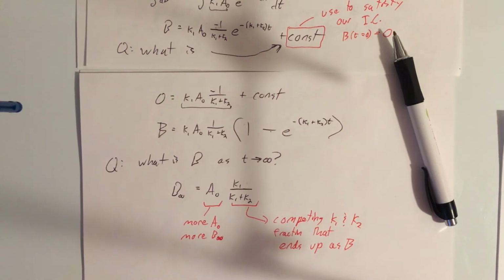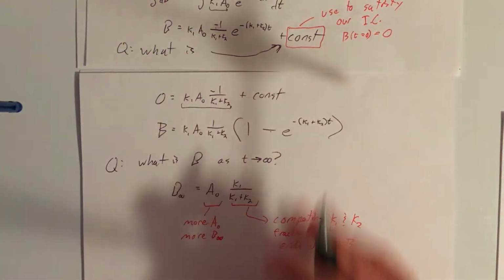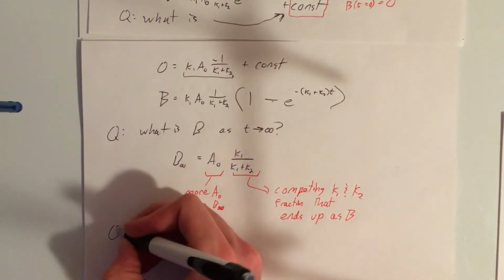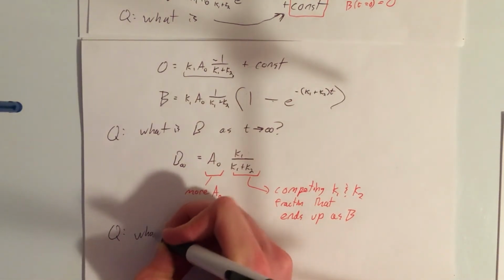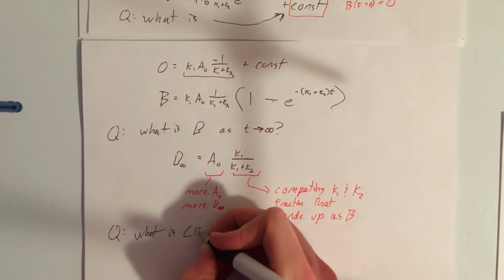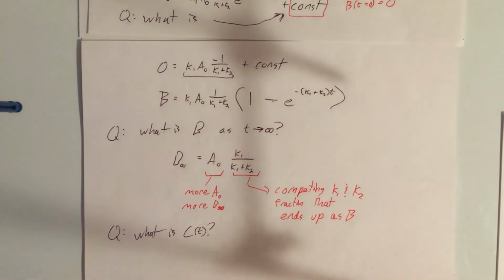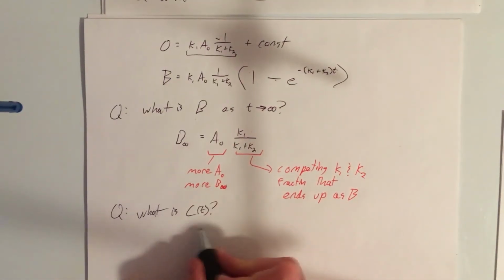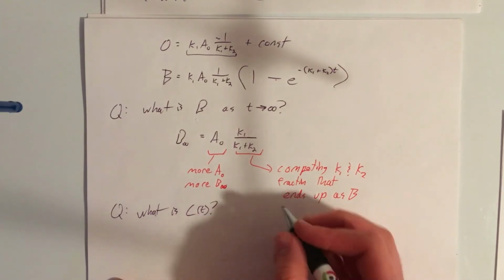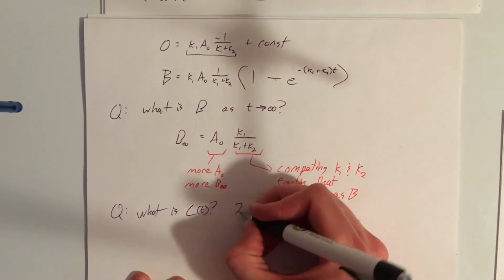Okay, so now next question. What is C of T? And spoiler alert, we'll be able to do some tricks such that we won't need to solve this whole ODE again. All right, so welcome back. We had two tricks. There are two tricks for figuring out what C of T is.